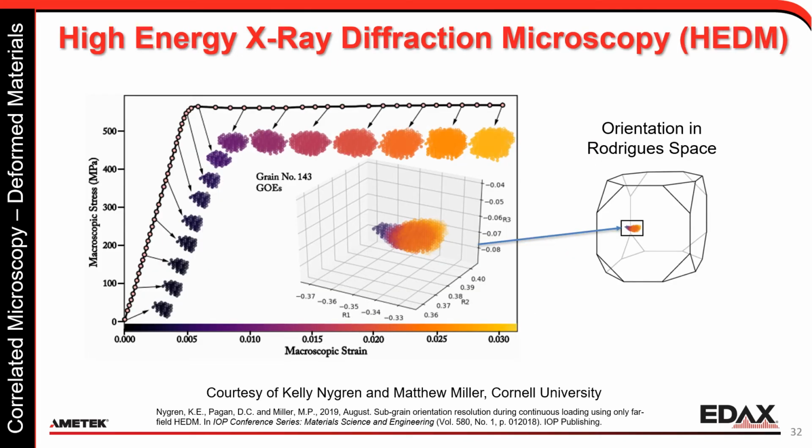Another complementary technique would be high-energy X-ray diffraction microscopy, say at one of the beam lines. In this example, we see the evolution of a grain and its orientation with increasing strain. This has the advantage of being done in the bulk, whereas EBSD suffers from free surface effects when doing in situ work.